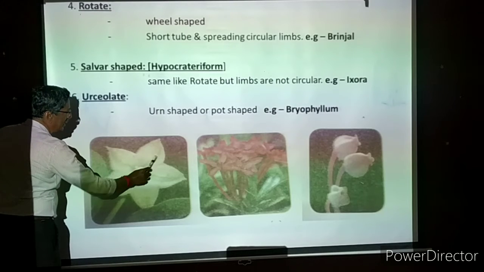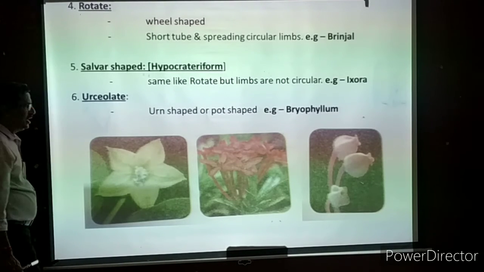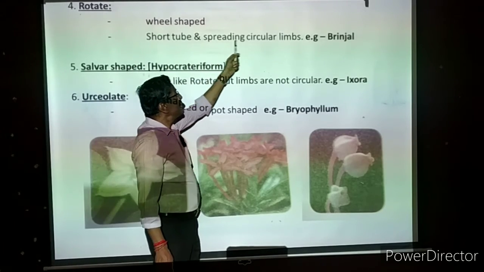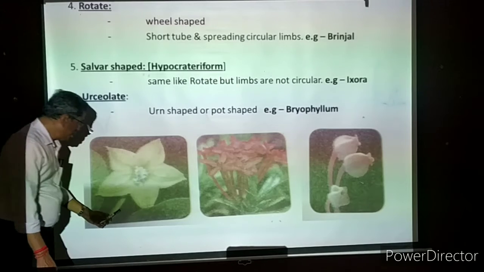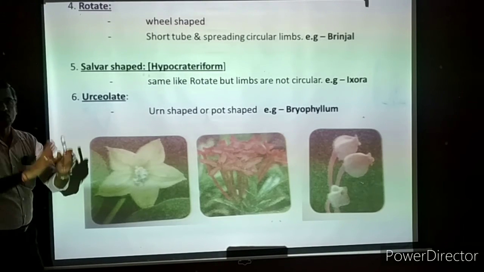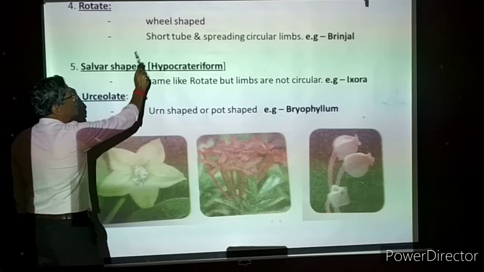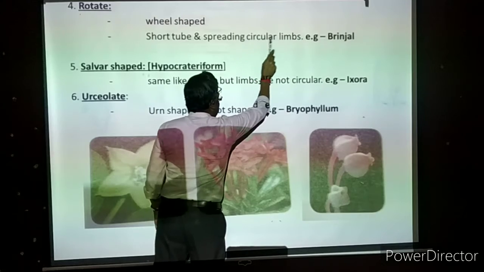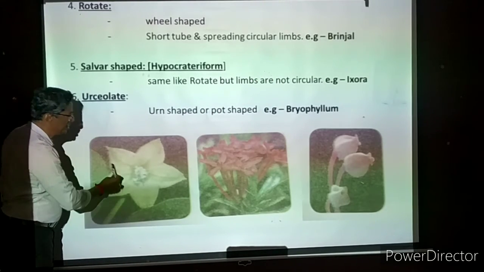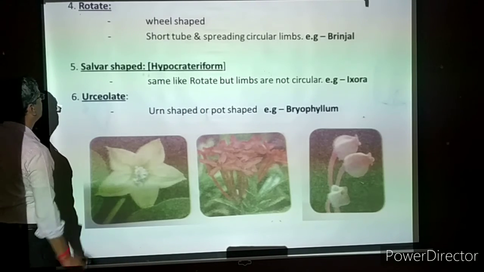Now if you take this, they are arranged like a wheel, which can rotate. Short tube and spreading circular limbs. The tube will be at the bottom, a short tube is there, but the petals are spreading out, moving out at a particular angle. The broad portion is the limb, it is circular, they are arranged and spreading out. Example, brinjal. Now this is the brinjal.